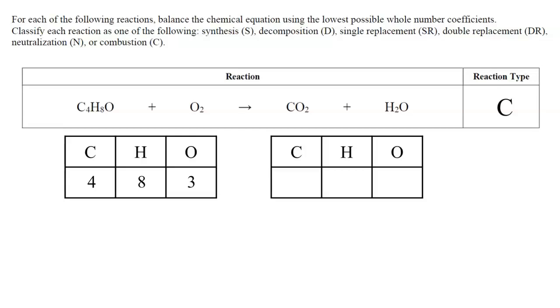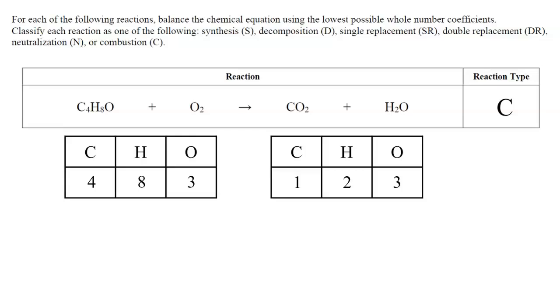Moving over to the right side of the equation, I see 1 carbon, 2 hydrogens, and in CO2, there's 2 oxygens, but there's also an oxygen in H₂O, so there's a total of 3 oxygens on the right. Now, as far as a good place to start to balance this equation, I'm not going to begin considering the oxygen. Even though the oxygens are actually balanced for the moment, those numbers of oxygens are going to change when I try to balance the carbon and the hydrogen.